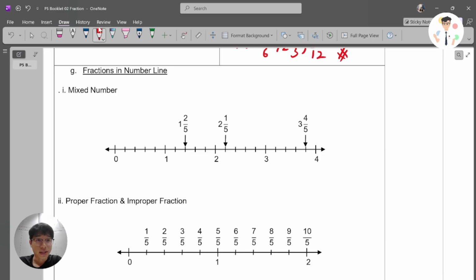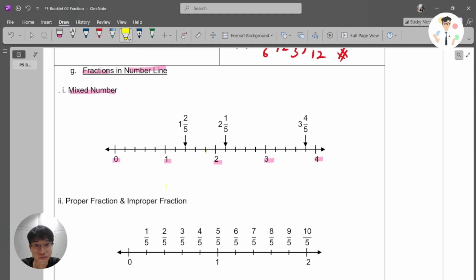Okay, you can see that there are two examples here. Fraction in number line. The first one is the mixed number. As you can see, for mixed numbers, we have an example like 0, 1, 2, 3, 4. Now, what is important here is this. Let me put a highlight here. I know between 1 and 2, any fraction in between will be like 1 something out of something, right? So it must be like 1.